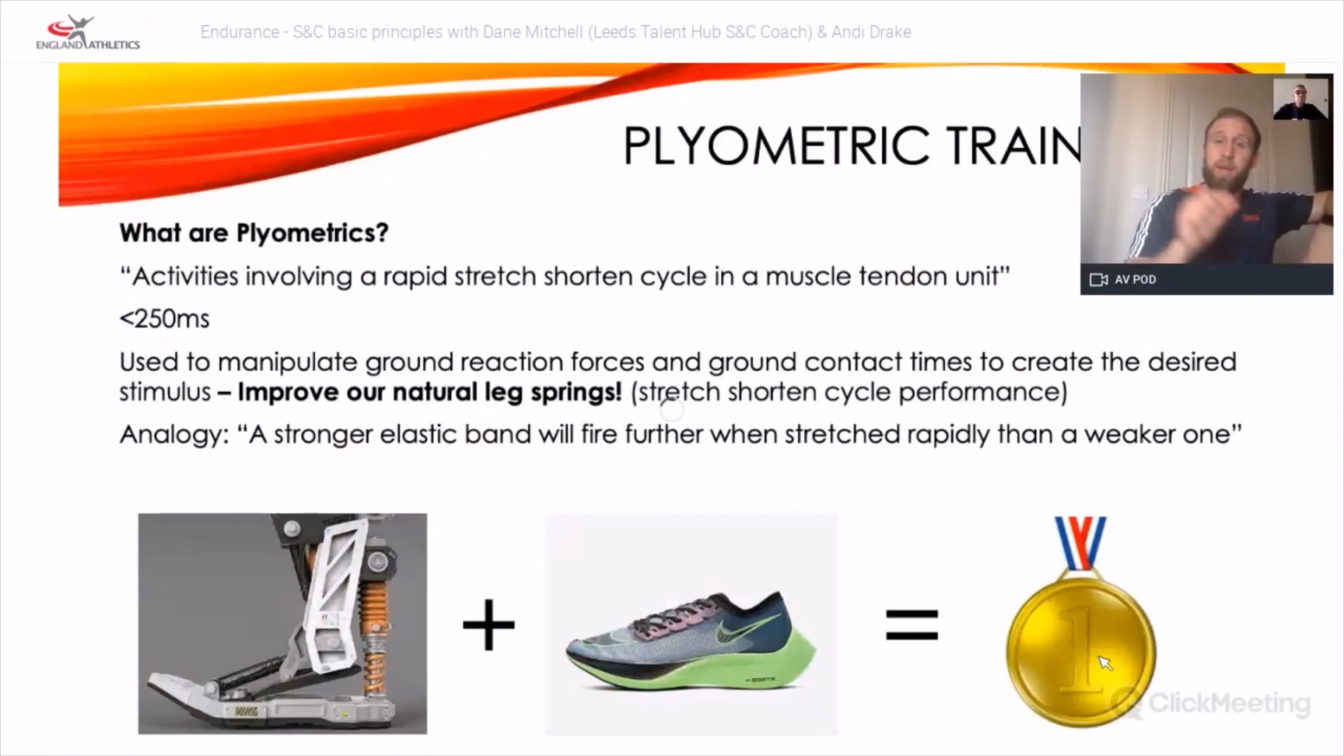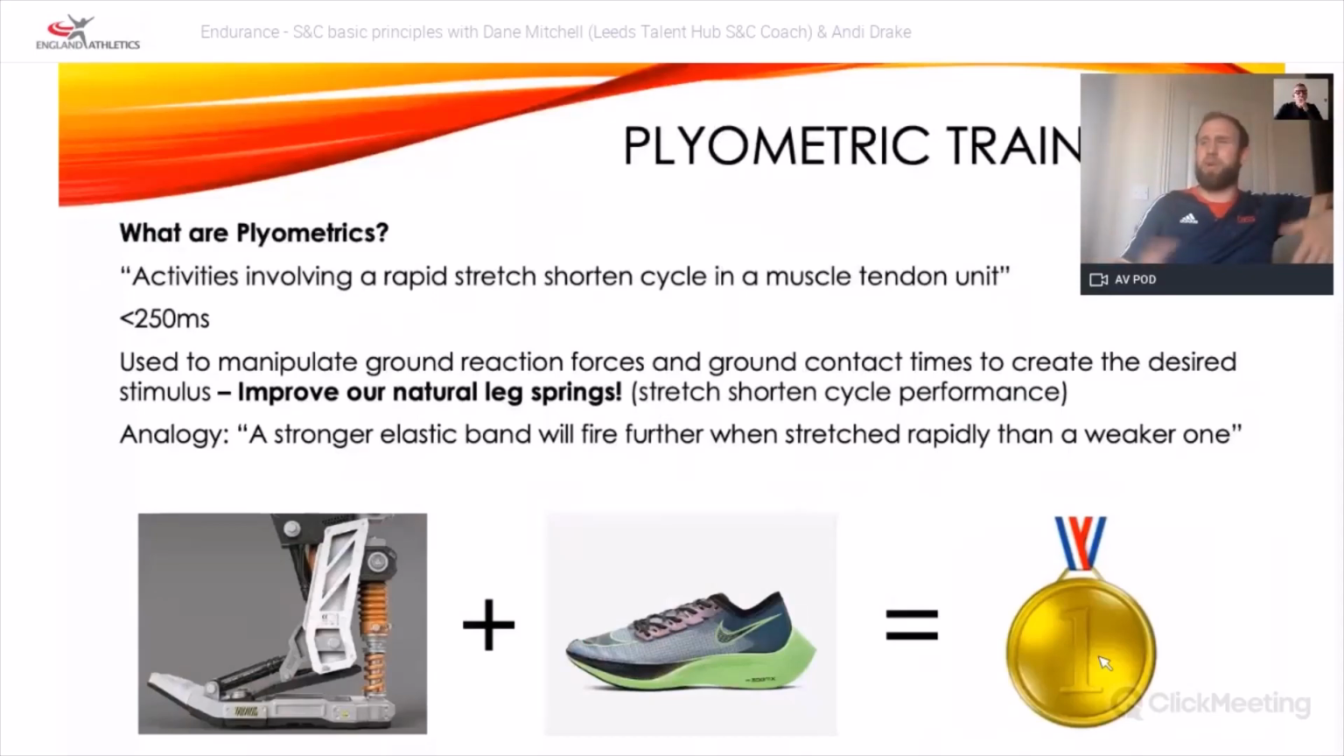When you're sprinting maximally, elite sprinters are on the floor for about 0.1 of a second. So 100 milliseconds, really quick. Massive forces go into the floor and then you ping off the floor really quick. So running is a plyometric. Even slower running, jogging, you generally are on the floor for less than that. So it is a plyometric.